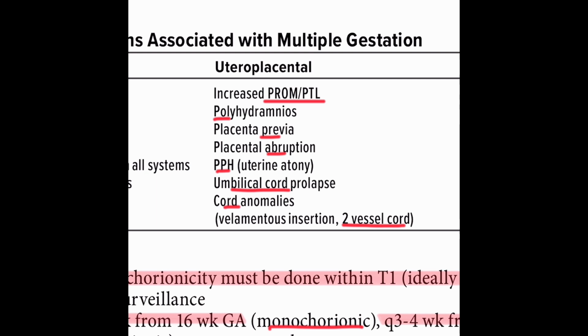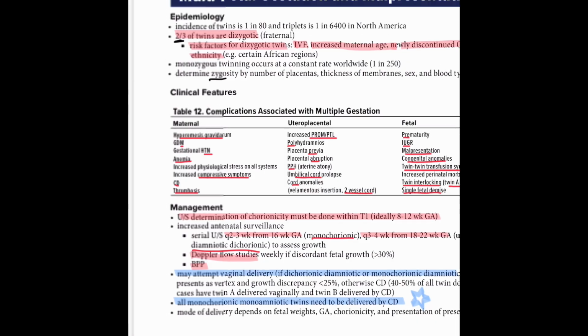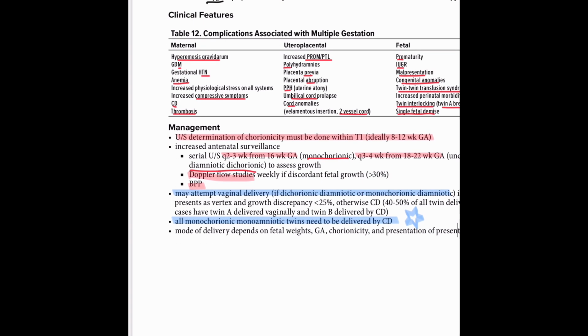So in the uterus they don't find enough space, and what if they just embed their placenta on the cervical os? So that would be placenta previa, placental abruption, postpartum hemorrhage, uterine atony, umbilical cord prolapse, cord anomalies, filamentous insertion, which is two vessel cord. So these are some complications of multiple gestation.